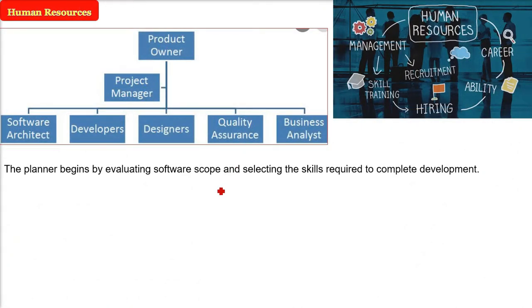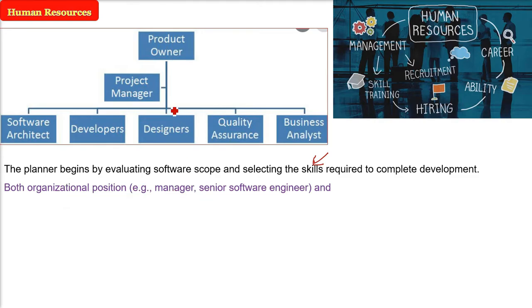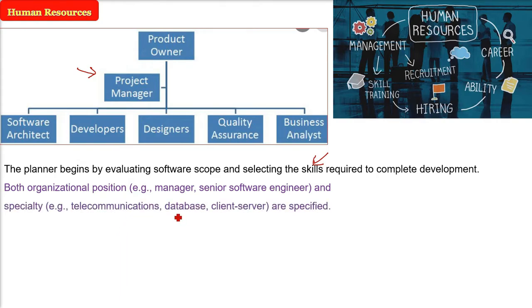So now here the planner will begin by evaluating software scope, and depending upon the scope, how many people with what kind of skills we require. How many people will be decided only after effort estimation. So both the organizational position, it can be manager, it can be senior software engineer, and we need specialists also. For example, some telecommunication people, the database, client server, FPGA or GIS person, we always need them for different kinds of specialized activity. Because software is made for a certain field, for some certain stakeholder.